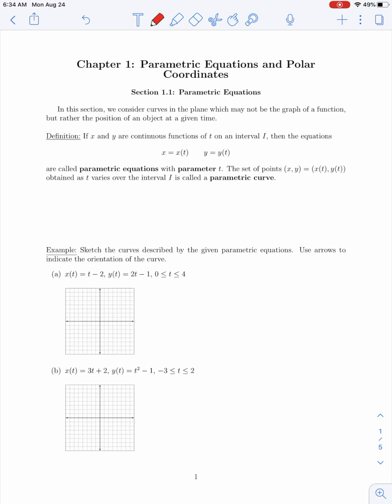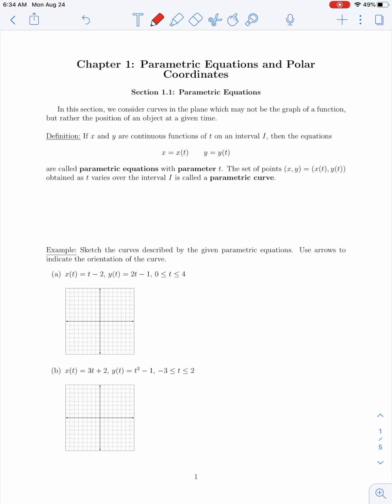of a function. So, for instance, we might consider an object moving through the plane or through two dimensions over time, and the path that it traces out, or the path of our object through the plane, may not be a curve which is the graph of a function.